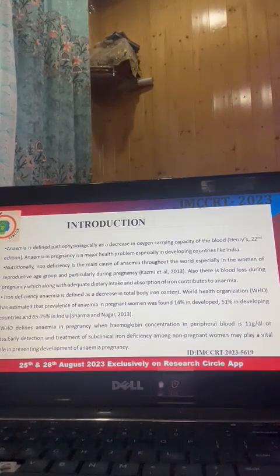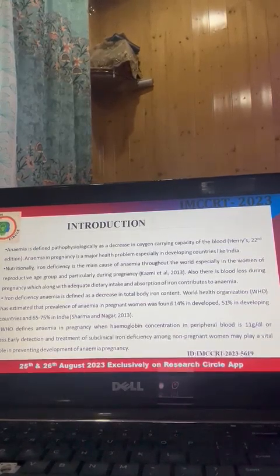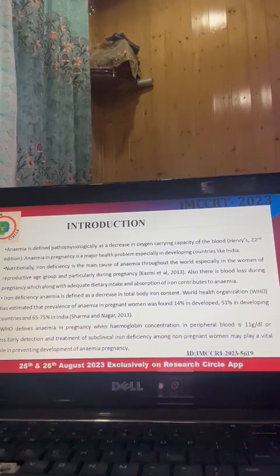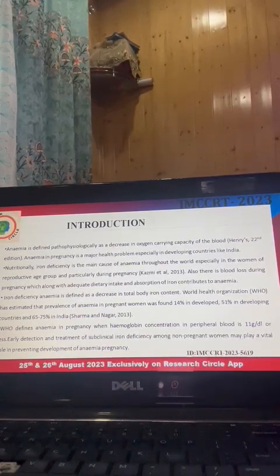Nutritionally, iron deficiency is the main cause of anemia throughout the world, especially in women of reproductive age group and particularly during pregnancy. Also, there is blood loss during pregnancy, which along with inadequate dietary intake and absorption of iron contributes to anemia.